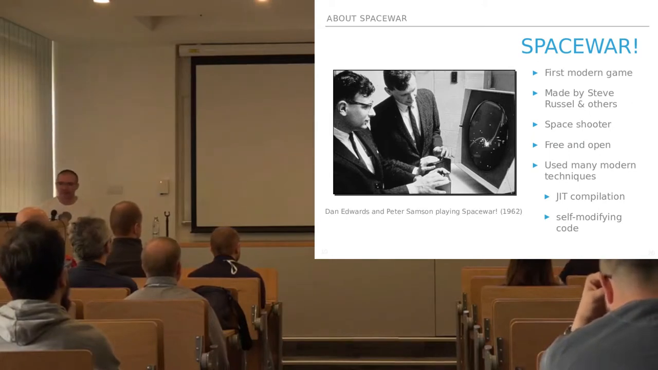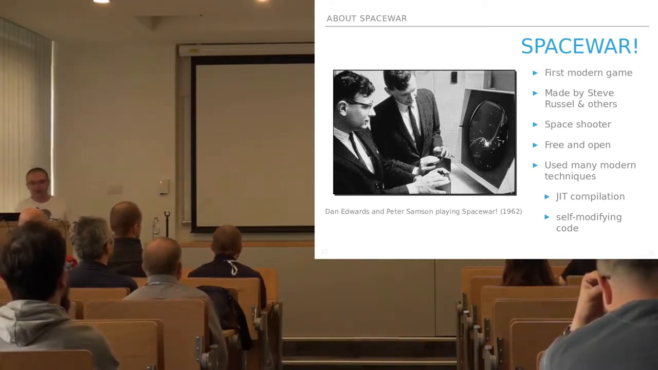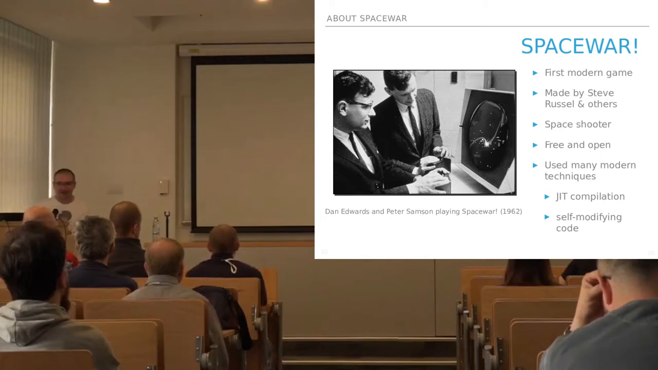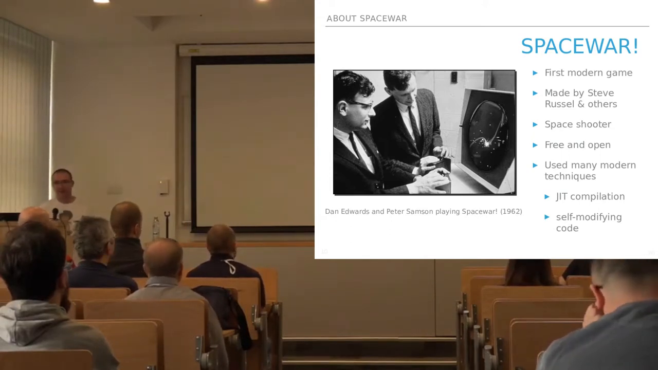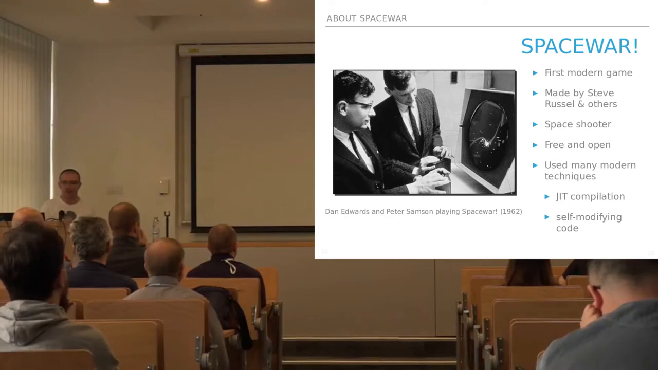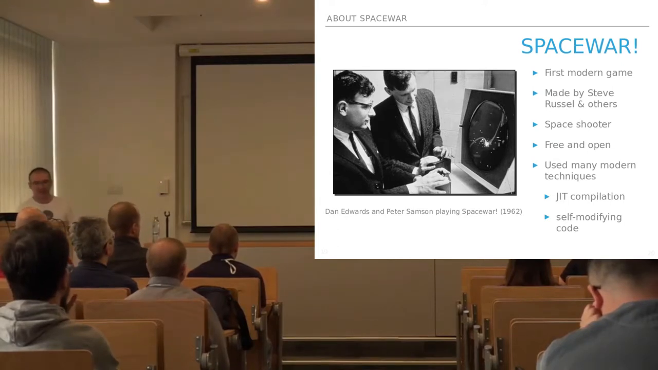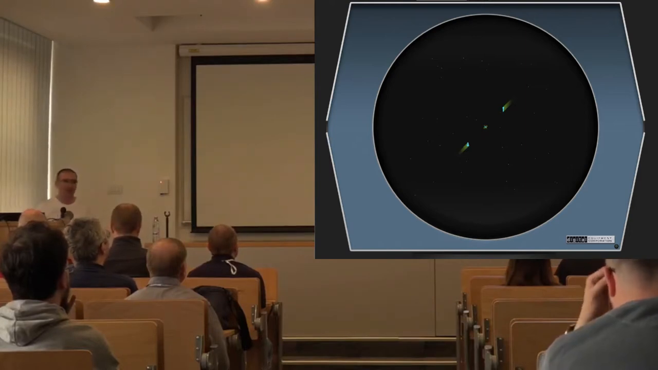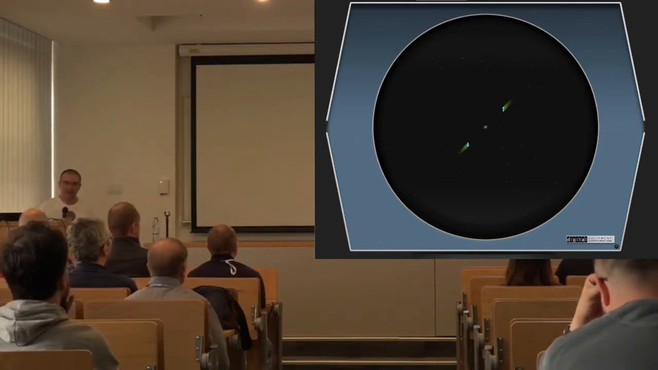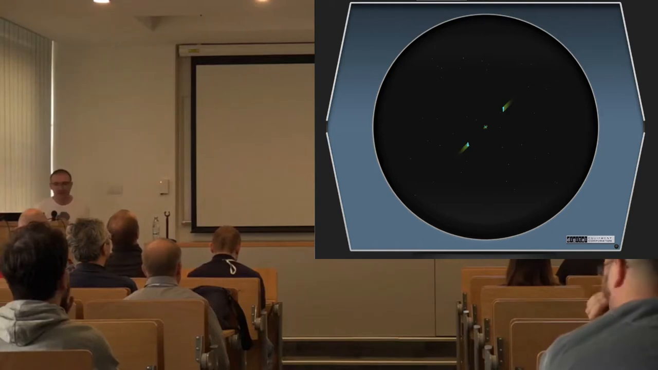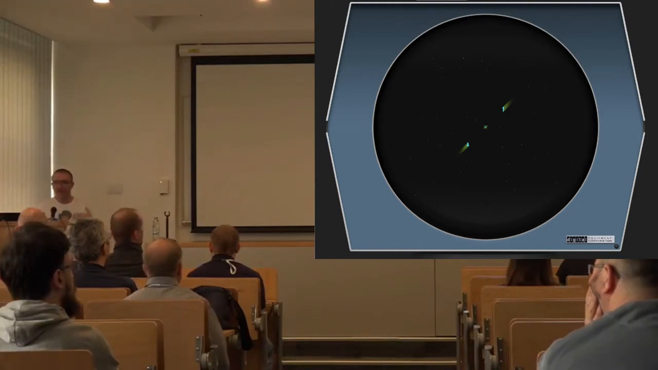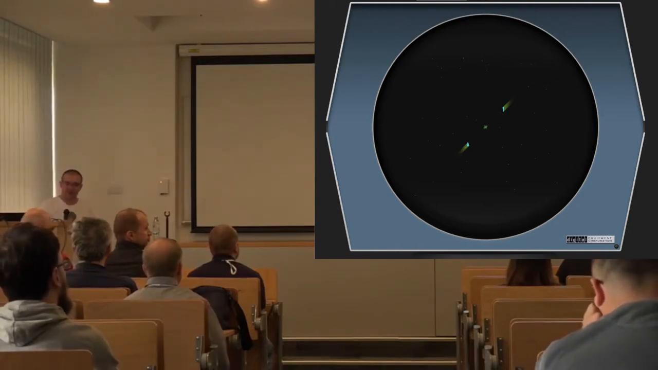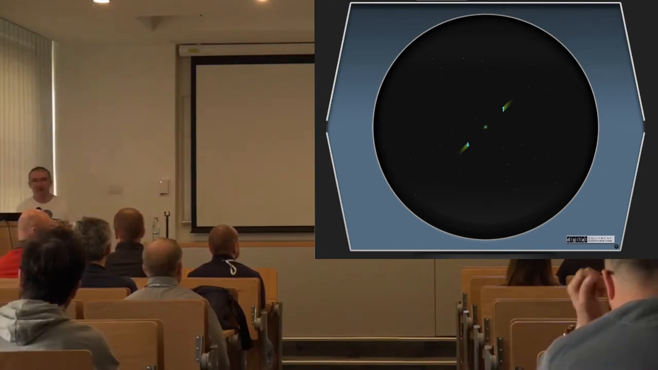Made by Steve Russell and many other talented MIT students, it was a space shooter. It used many modern techniques like just-in-time compilation, self-modifying code, etc. And this is what it looks like. It's a two-player game featuring two spaceships, the Needle and the Wedge. Each is controlled by a player who can maneuver the ship around using rotation and thrust. Both ships are affected by the central star's gravity, and they're trying to hit each other using photon torpedoes.